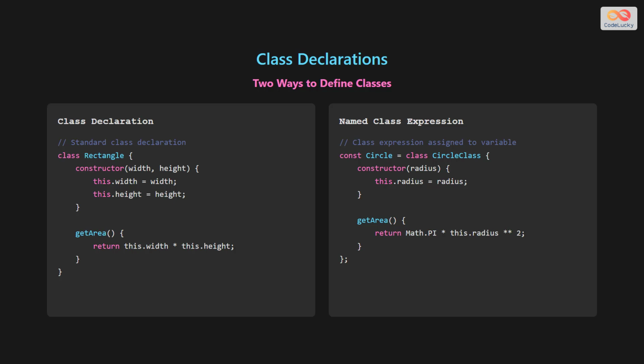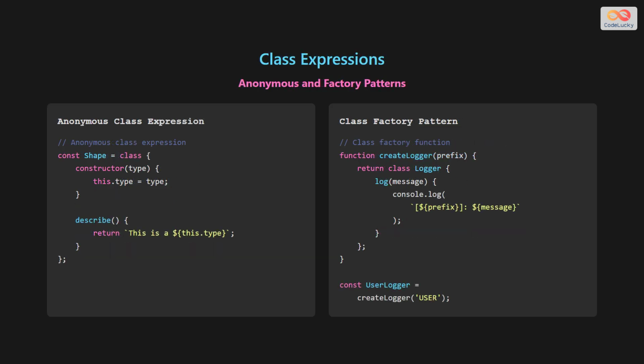The second way to declare classes is called named class expression. It involves assigning a class to a variable, such as Circle here. Note the class keyword followed by a class name, and again a constructor and method for calculating area just like before. Class expressions provide more flexibility in how you define classes.